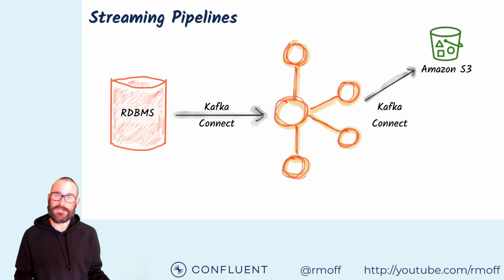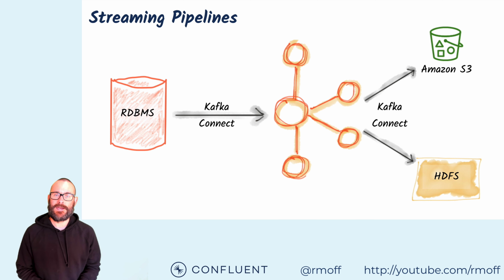Since Kafka stores data, we can use that same data that we've ingested from the database once, and we can write it out to other places. So we can take it to S3 in the cloud, and we can have it on premises on HDFS, but wherever we want to have that data, it's only coming from the source system once.